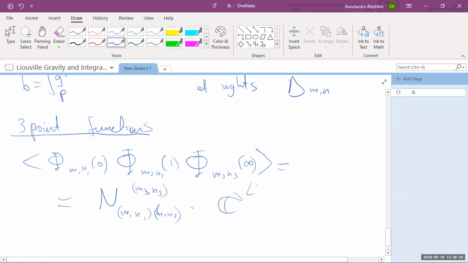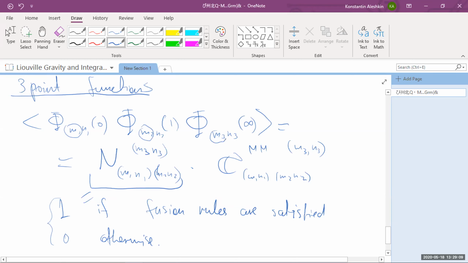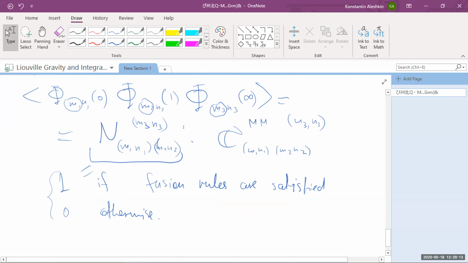So times structure constant of the minimal model, which was found, for example, by Dotsenko and Fateev in the 80s. But the interesting part here is this guy over here. It's 1 if the so-called fusion rules are satisfied, and 0 otherwise. The fusion rules are basically SL2-like fusion rules for these indices. So if we treat these guys, say m1, m2, and m3, as spins, like weights of SL2 representations, then the fusion rules are satisfied if, let's say, maybe I'll write some formula.